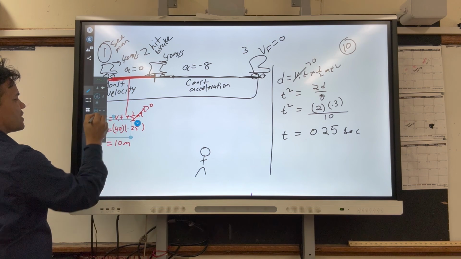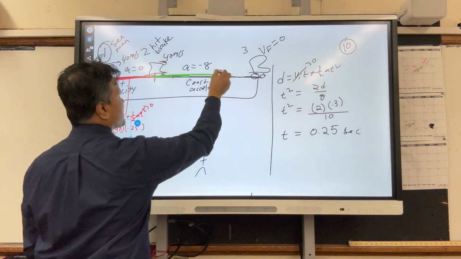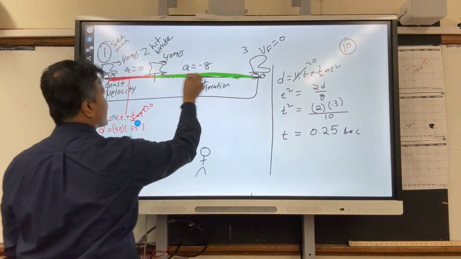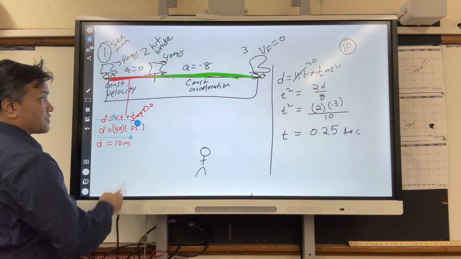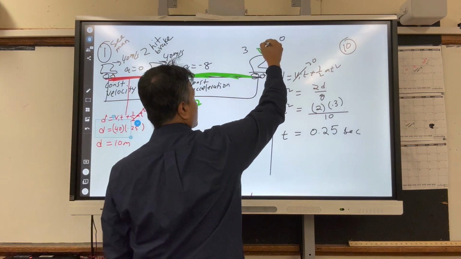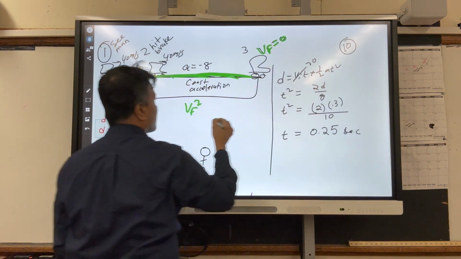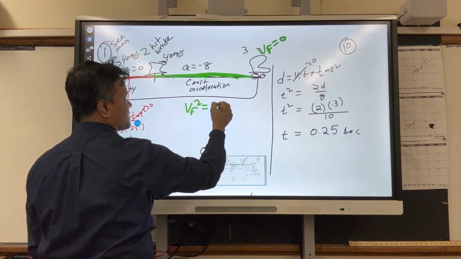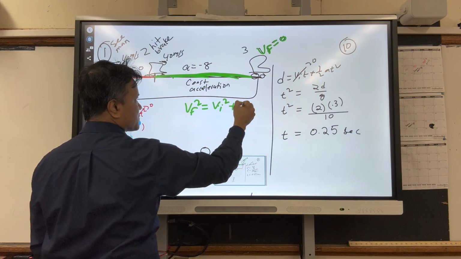Now we try to find the distance from here to here. That distance we are trying to find. Now v_f squared is right here. v_f is equal to 0, is equal to v_i squared plus 2ad.